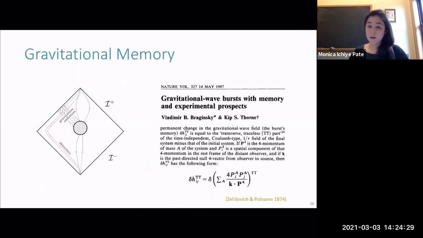And that is much better, because that is something that people have known is observable. In particular here, I've shown on the right a clip from a paper from 1987 by Braginsky and Thorne, in which you can see they have a formula for this permanent shift in the asymptotic metric. And they've in fact directly related it to something which we now recognize as Weinberg's soft factor.